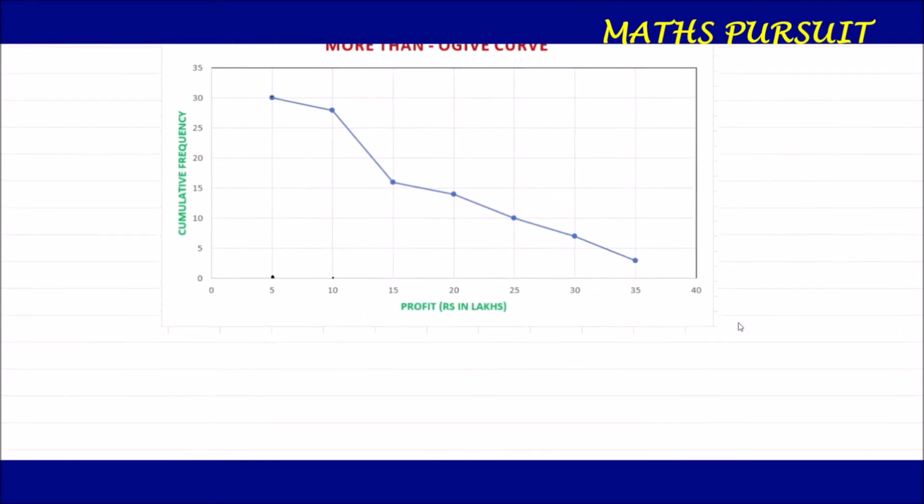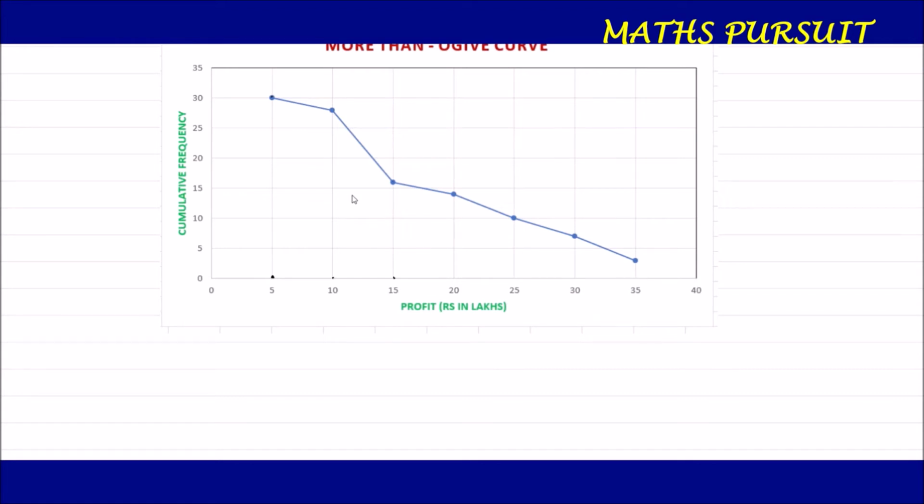Now if you look here at this figure, let us identify the data. Here it is 15 on the x-axis, and 16, which is slightly above 15. Similarly, here it is 20, 14, then 25, 10, then 30, 7, and then 35, 3. So you could see that the cumulative frequency is gradually declining. From 30, the highest, it is gradually declining to 3. So this is how the more than ogive curve will look. Always the more than ogive curve will flow from top to bottom. Hope we all are on the same page.